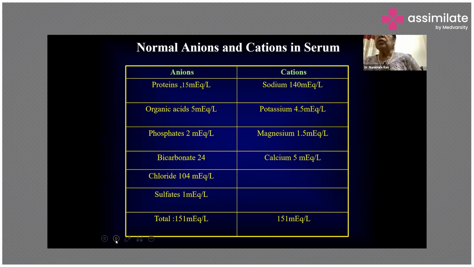So these are the normal anions and the cations, you all know it. Both of them will be almost the same. Sodium, potassium, magnesium, calcium, and proteins, organic acids, phosphates, bicarb. Bicarb is the main thing, and chloride. Bicarb and chloride are the main anions in our body. The rest of it is also important, but these are the anions and cations. Next slide, please.